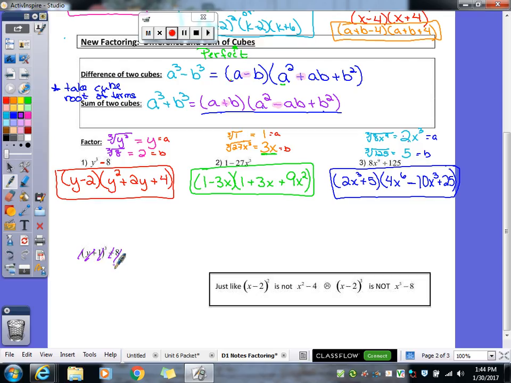We're not going to do that last one. Just a little reminder here. When you square x minus 2, you don't get x squared minus 4. You don't square each piece. Remember, you got to multiply it out. Same thing happens when you cube it. You got to remember that x minus 2 cubed is not x cubed minus 8.